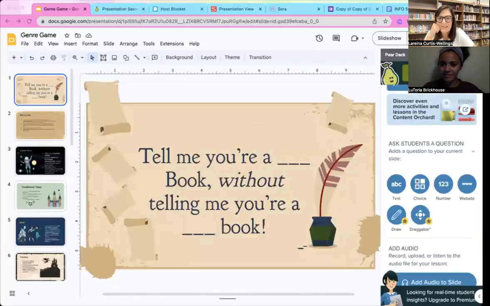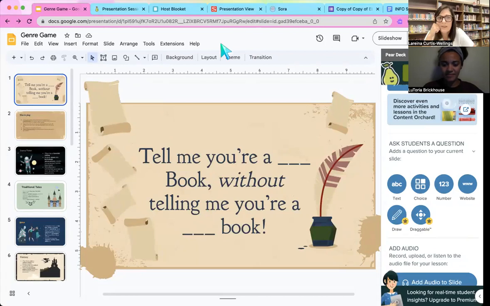Are you able to see my screen? Is it showing that? No. Okay, now is it showing that? Yes. Let me figure. Nope, this is not the right screen. There you go. Okay, this is the correct screen.